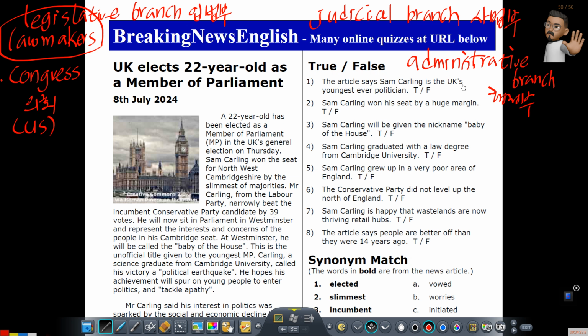Like there are 3 branches. So who is in charge of the administrative branch? No, in charge of. Be in charge of means 책임지다. Okay? So who is in charge of controlling, managing, governing the administrative branch? President. 윤석열. Okay.